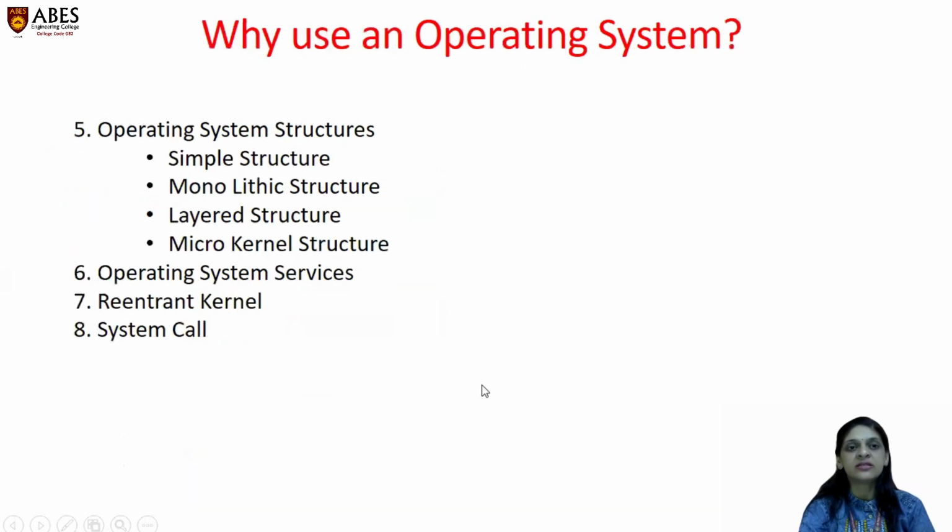The next topic is operating system structures. Basically, there are various operating system structures like simple structure, monolithic structure, layered structure, and microkernel structure. Here, in all these types of structures, we will discuss the various different types of functionality that are considered in these various types of structures.